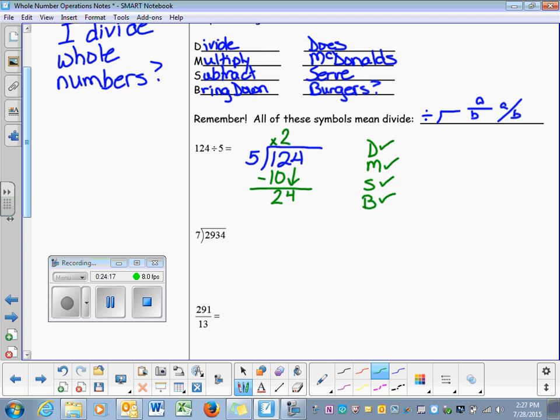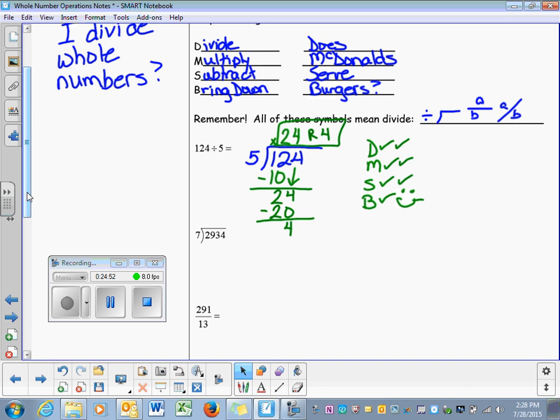5 goes into 24 4 times. That's my division. Now I need to multiply. 4 times 5 is 20. Next up is subtract. 24 minus 20 is 4. And I have nothing left to bring down. So I have a remainder of 4. And here is my final answer. 24 remainder 4. So 124 is called the dividend. 5 is called the divisor. 24 is called the quotient. And 4 is called the remainder.